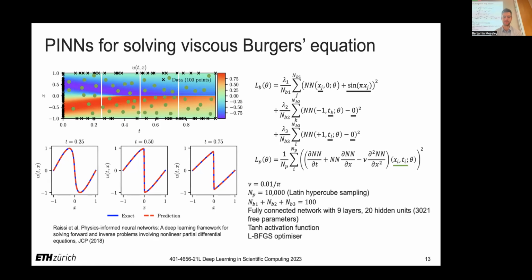Okay, cool. All right, so here are some specific parameters that they use. So this is the viscosity. They actually use 10,000 of these green points as the collocation points in the domain. So quite a lot. They use random sampling essentially. And then just 100 points along the boundaries. And then you can see the type of network they used was 9 layers, 20 hidden units. So if you work it out, that's about 3,000 parameters.